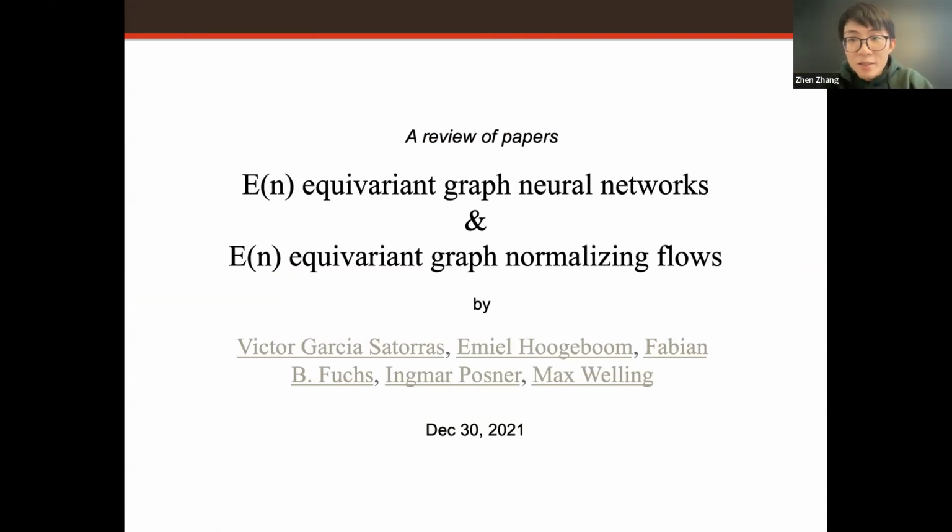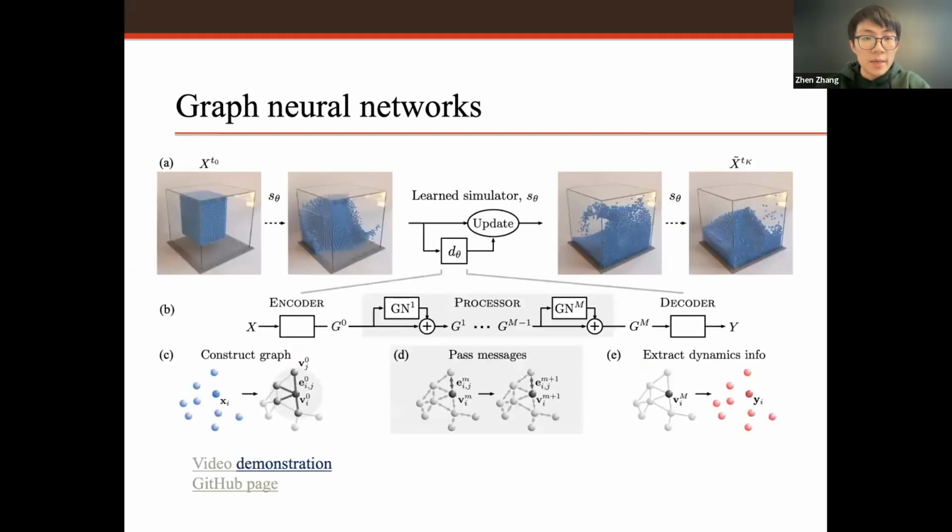So hello everyone. Today I'm going to give a brief paper review of this paper, E(n) Equivariant Graph Neural Networks, and also the E(n) Equivariant Graph Normalizing Flows. This is a paper done by a research group in the Netherlands. I think they are from the University of Amsterdam and Microsoft Research. So yeah, let's begin.